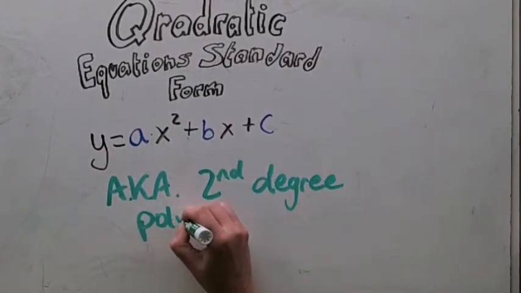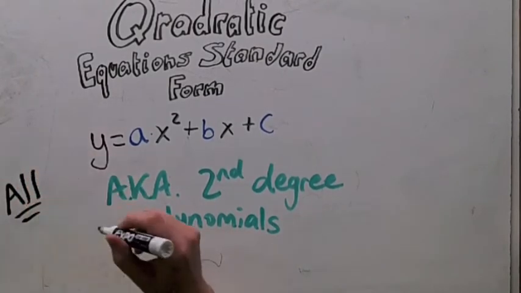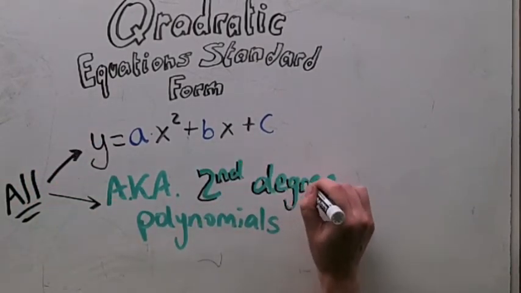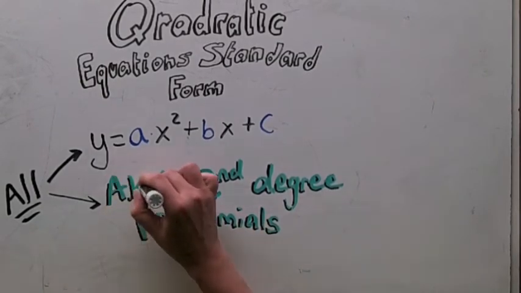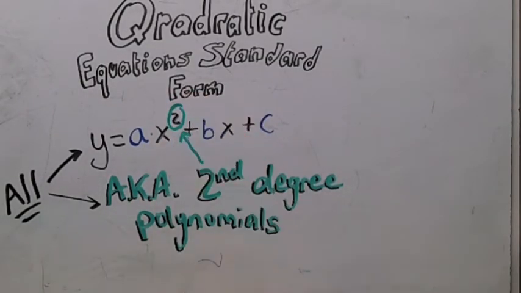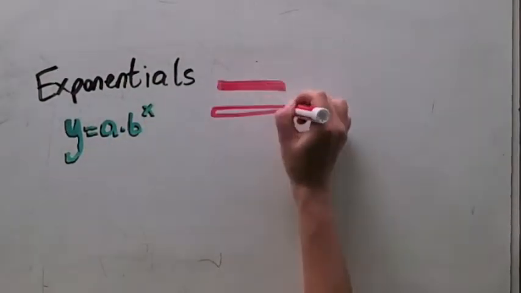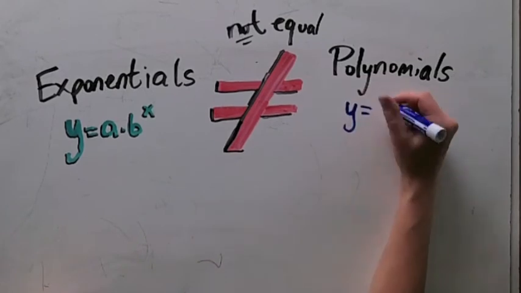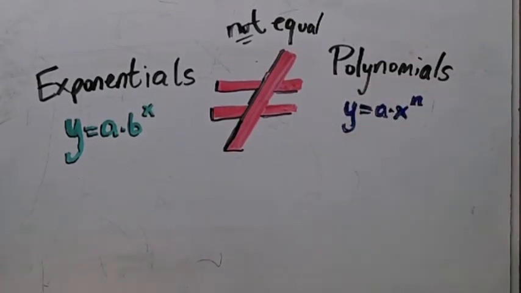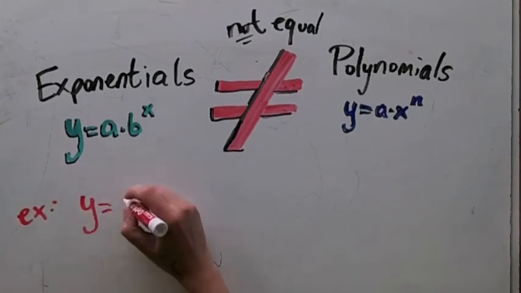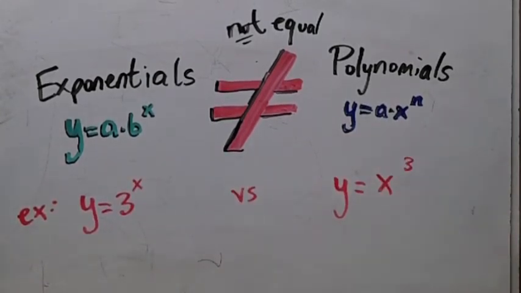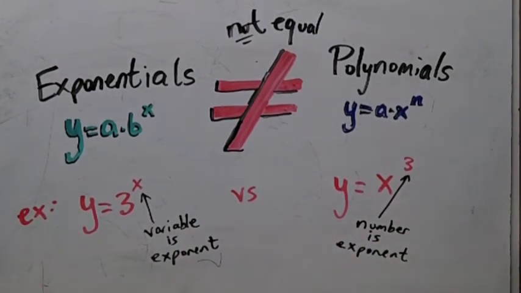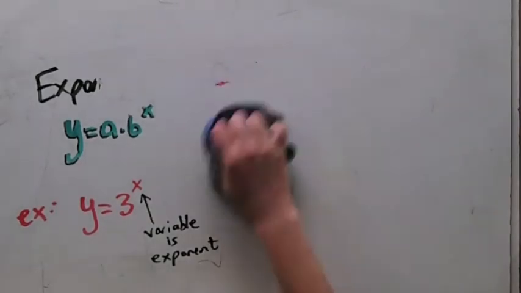Hopefully this explains why all quadratics can also be called polynomials of the second degree, because the highest exponent within a quadratic equation is always going to be 2. Be careful not to confuse the equations of exponentials with the equations of quadratics and polynomials. In equations of exponentials, the variable x is the exponent, whereas in quadratics and polynomials, the exponent is a specific number. This can easily be confused, so be careful.